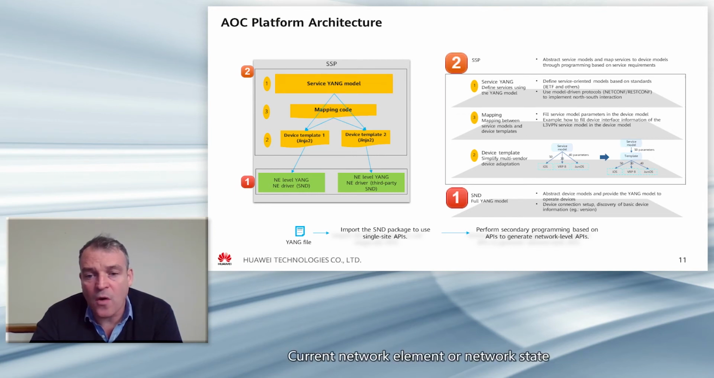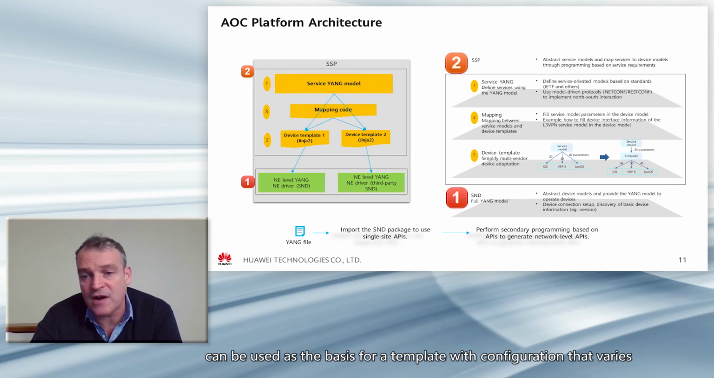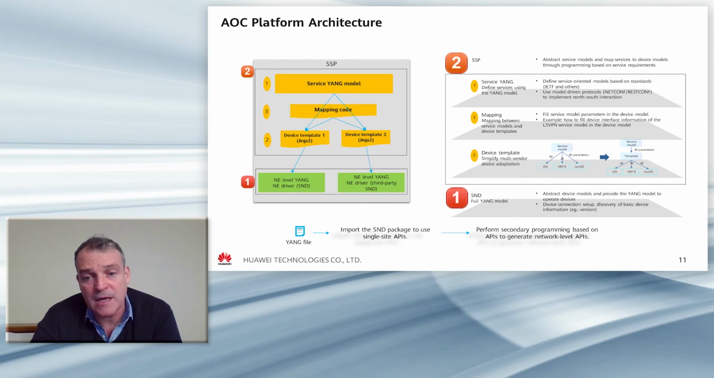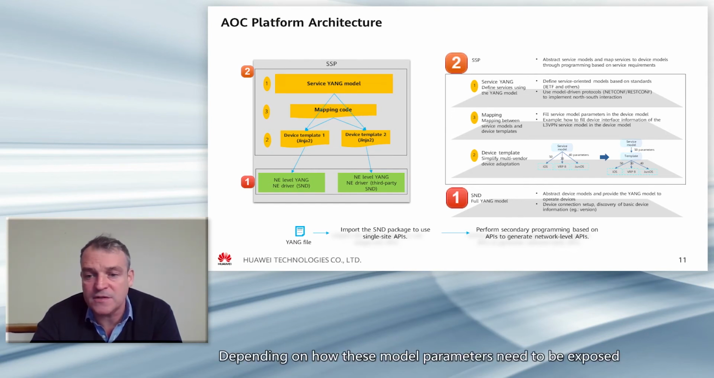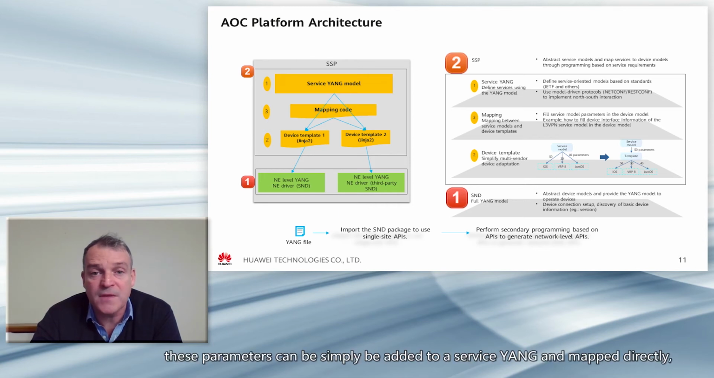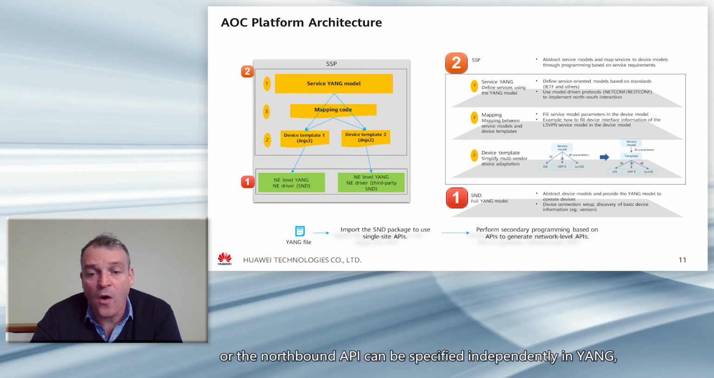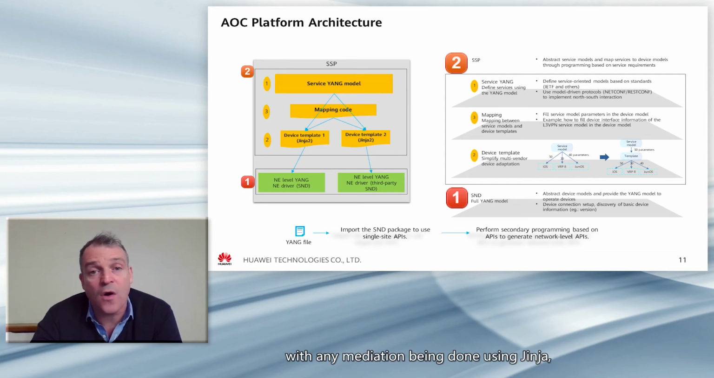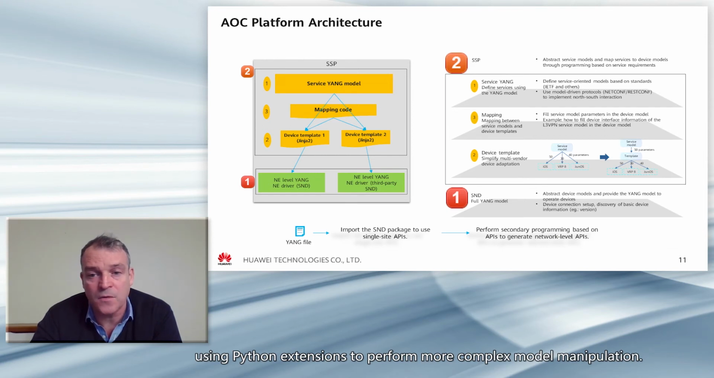Current network element or network state can be used as the basis for a template, with configuration that varies by the NE marked as model parameters. Depending on how these model parameters need to be exposed on a northbound, these parameters can be simply added to a service YANG and mapped directly, or the northbound API can be specified independently in YANG, with any mediation being done using Jinja or, for more complex cases, using Python extensions to handle more complex model manipulation.